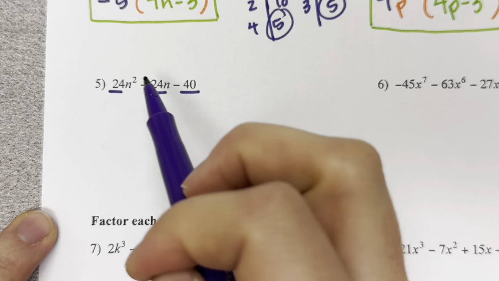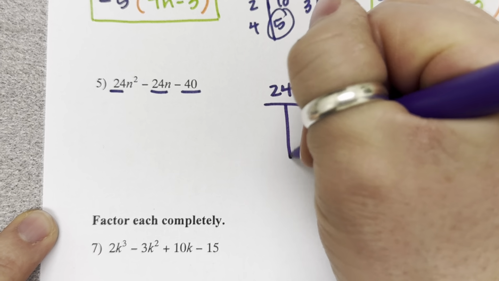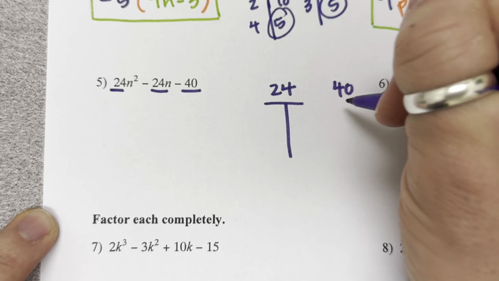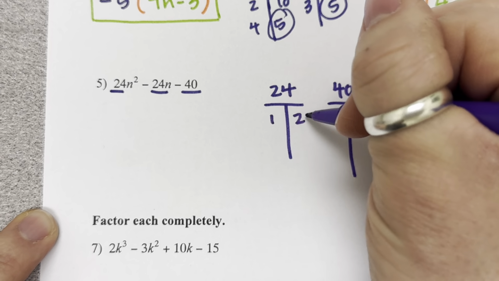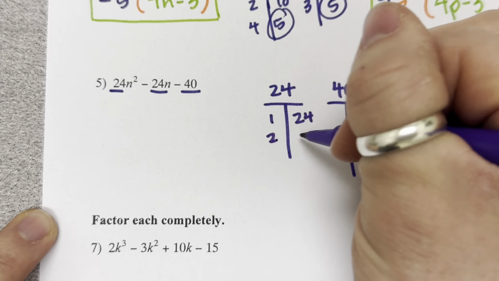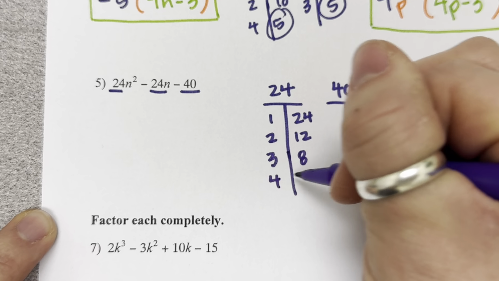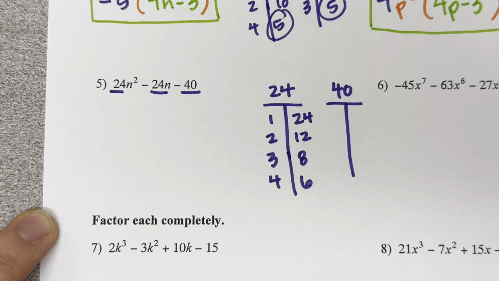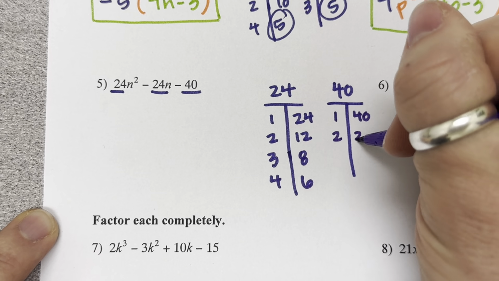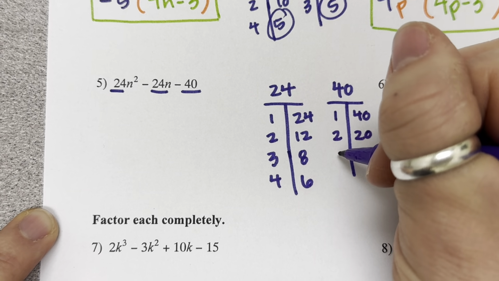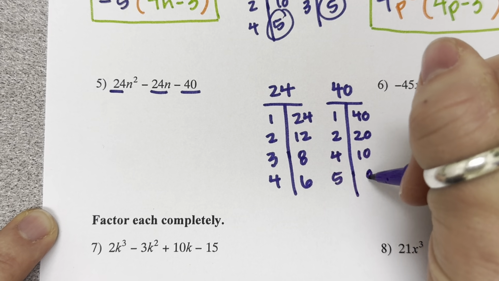The great thing about this one is 2 of those numbers are actually the same. So I only have to make a list for 24 and 40. Okay, so let's go ahead and make the list for 24. 1 times 24, 2 times 12, 3 times 8, and 4 times 6. 40, 1 times 40, 2 times 20. 3 doesn't work, 4 times 10, and 5 times 8.